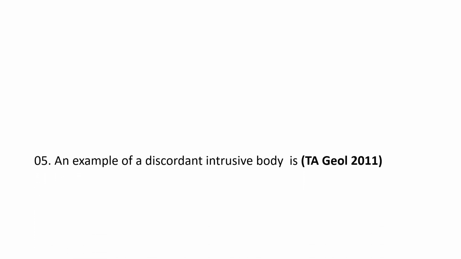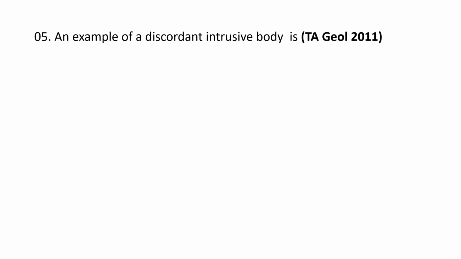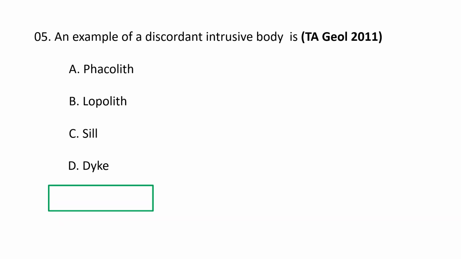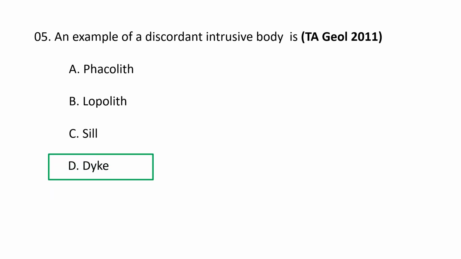Next question. An example of discordant intrusive body is A. Phacolith, B. Lopolith, C. Sill, D. Dike. The correct option is D. Dike. Dike is an example of discordant intrusive body.